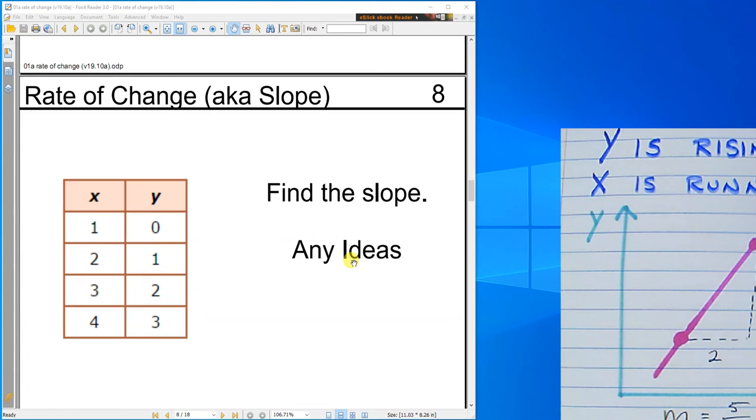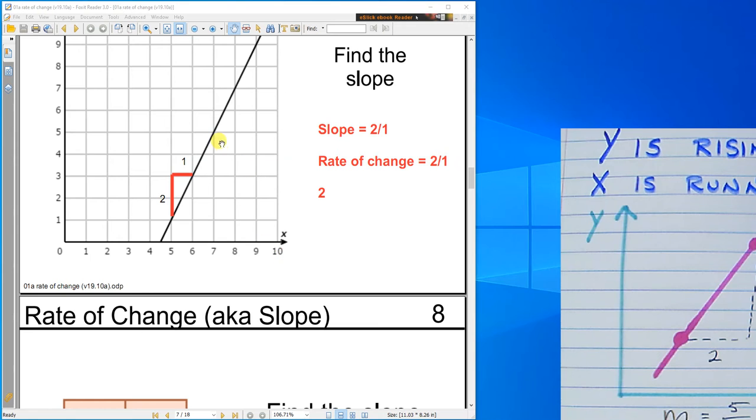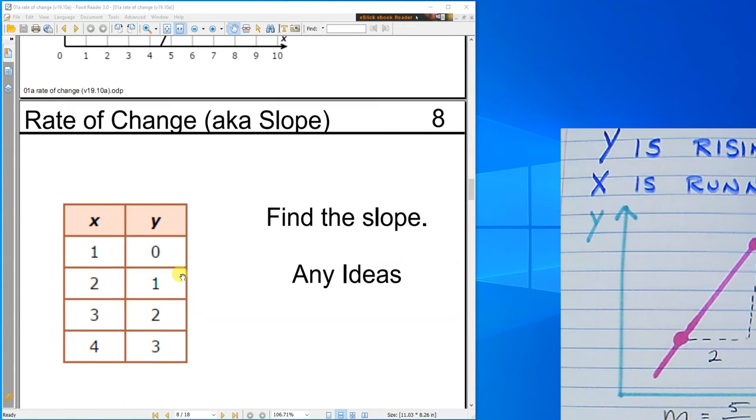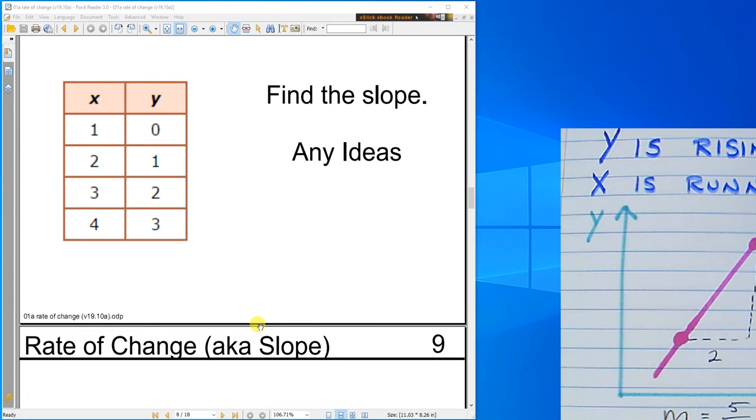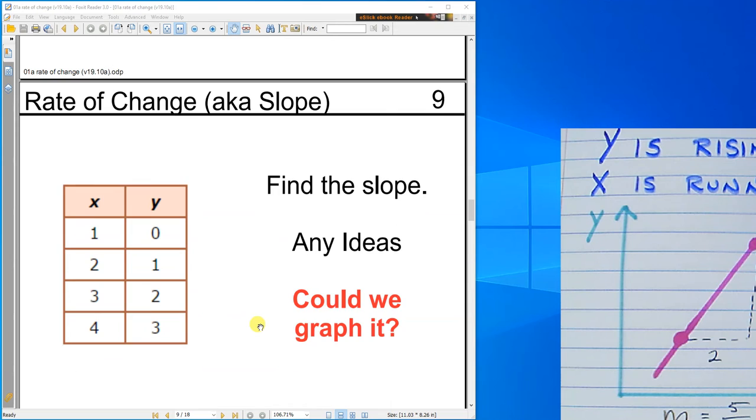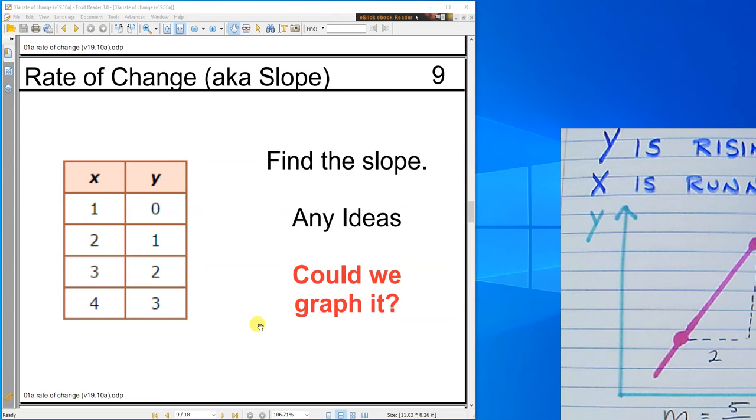But now, it's a table. I want to find the slope of this function. But instead of giving you a graph, I've given you a table. How can I find the slope from this table? Well, these are just a bunch of points, aren't they? Isn't this 1, 0, 2, 1, 3, 2, 4, 3? One thing I could do is I could graph these points. We could absolutely graph this.